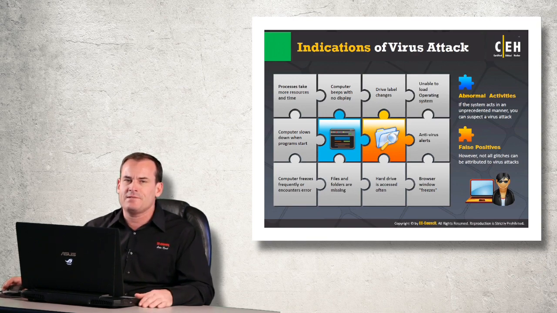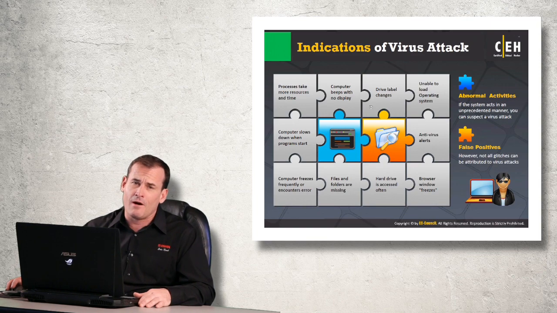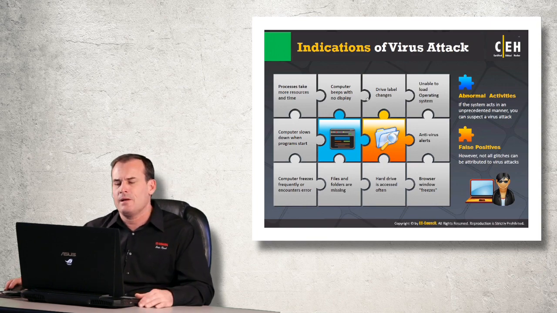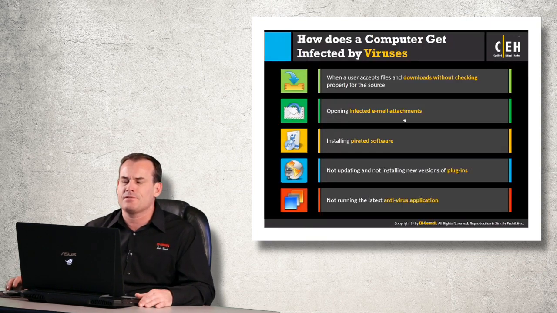So just because your PC is running slow, or you've got processes that won't launch, applications won't launch, or the computer reboots on its own, it's not always a viral issue. It could be a hardware or software issue. So false positives are what we think are indicators of malware, but all they really are is glitches in the system. So false positives are not attributed to a virus.